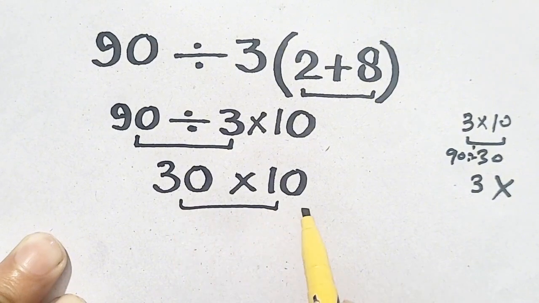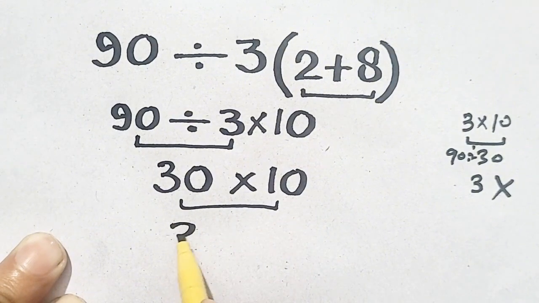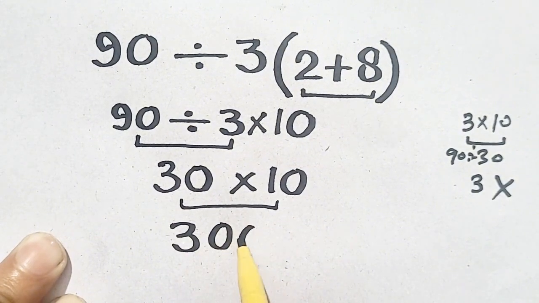So 30 times 10, we will get 300, which will be our correct answer.